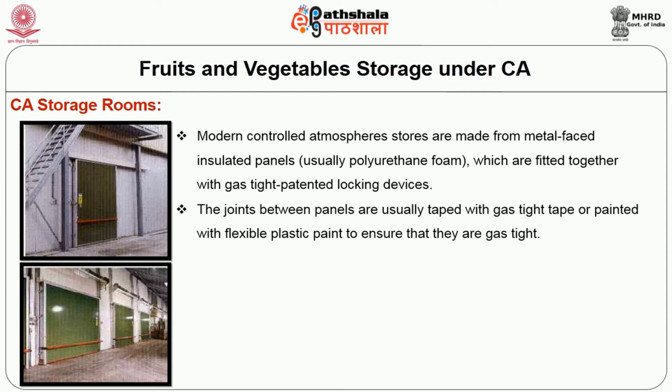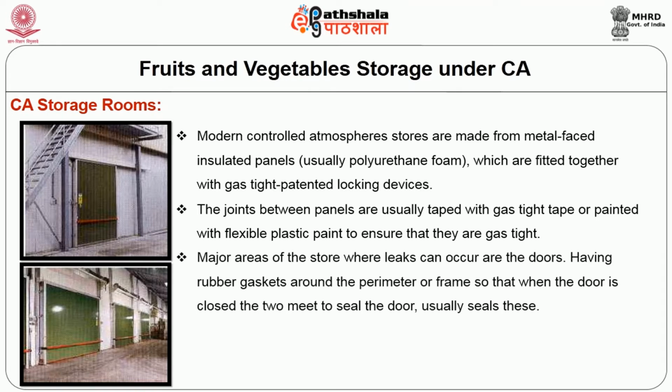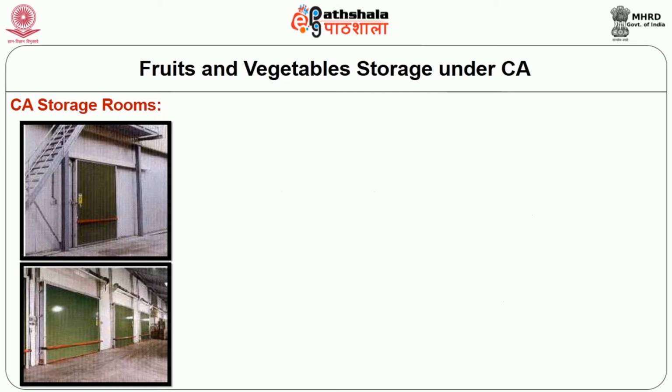The joints between panels are usually taped with gas-tight tape or painted with flexible plastic paint to ensure that they are gas-tight. Major areas of the store where leaks can occur are the doors, having rubber gaskets around the perimeter or frame so that when the door is closed, the two meet to seal the door, usually sealing it.